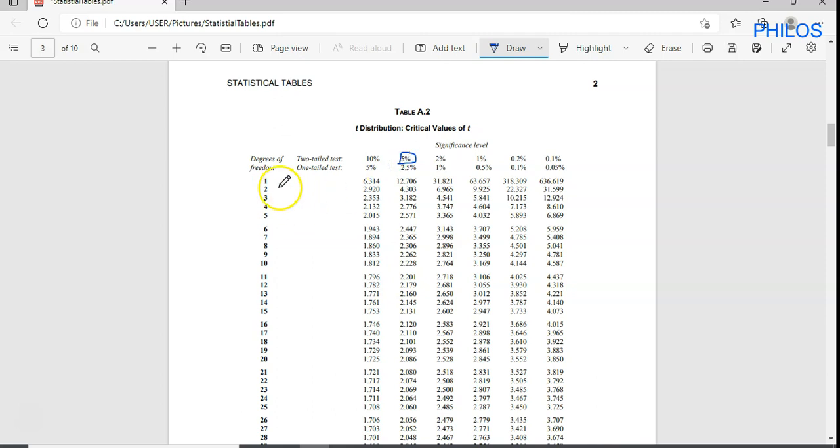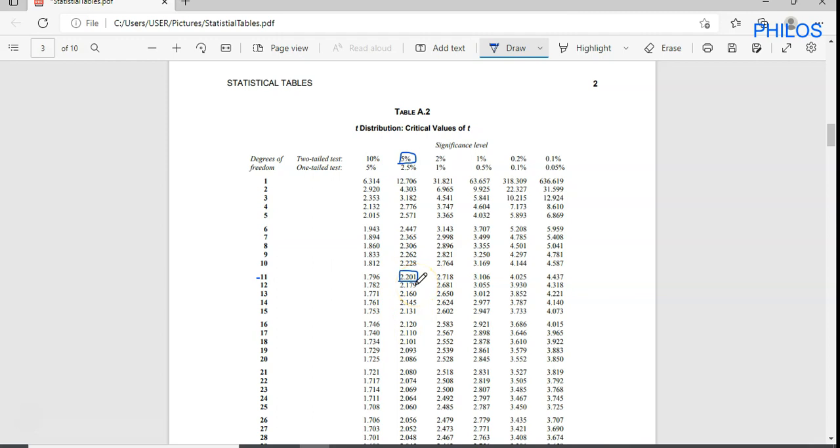And then you check where they've written degrees of freedom. Now, your degree of freedom in this particular one is 11 because the sample size is 12. When you subtract 1 from 12, you get 11. So this is the degree of freedom. So you trace this 5% downward to 11. So it will fall on 2.201. So this 2.201 is the critical value of t.